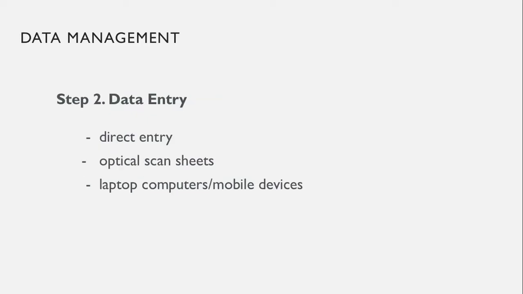Second step is data entry. So there are three ways of data entry. One is direct entry, so that would be like if you did a paper survey and then you went and filled in all the correct answers in an Excel sheet, data point by data point.